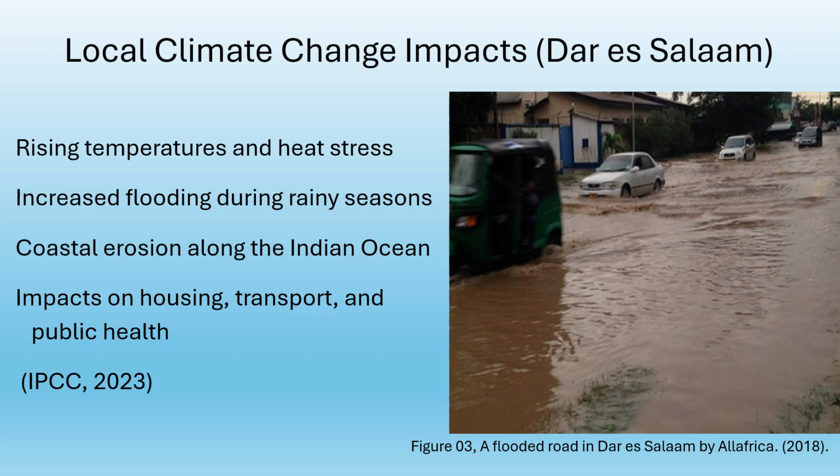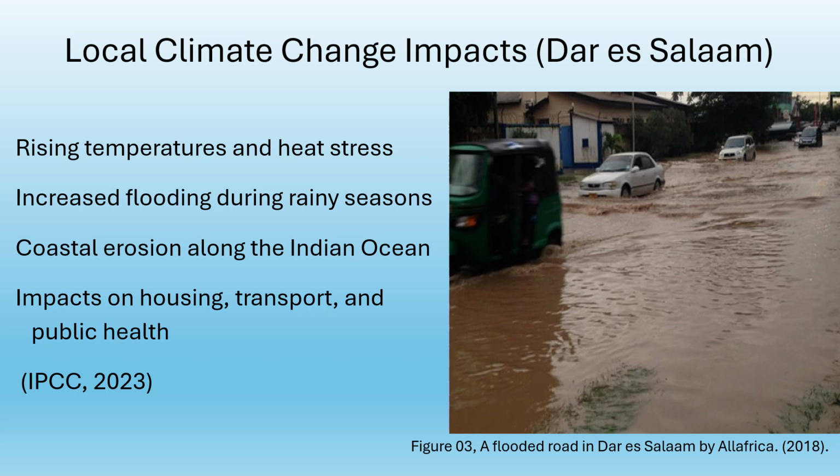Local climate change impact in my region, Dar es Salaam. We sometimes encounter a rise in temperatures and heat stress, increased flooding during rain seasons, and coastal erosion along the Indian Ocean. Impact on housing, transport, and public health. As you can see in the picture, this is a rain season, and this is not a river nor an ocean. This is a road. This is where people pass, but because of heavy rain and floods, the road is no longer usable and friendly.